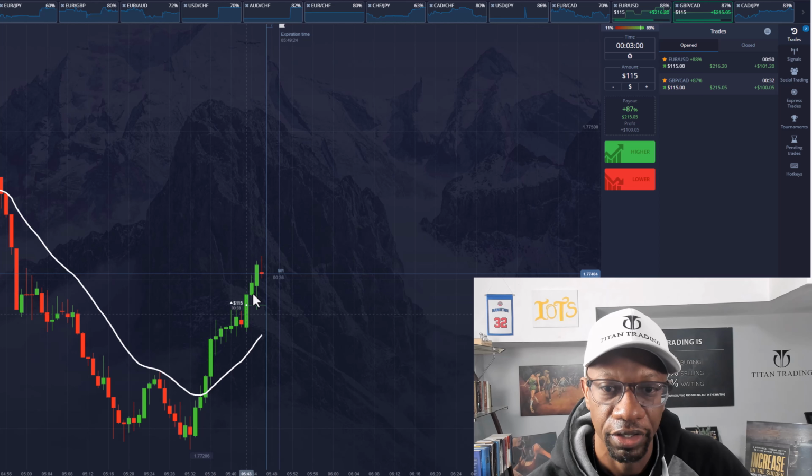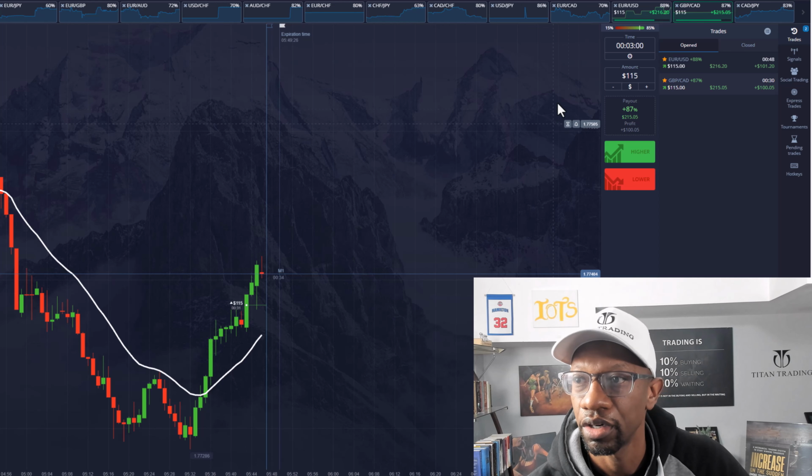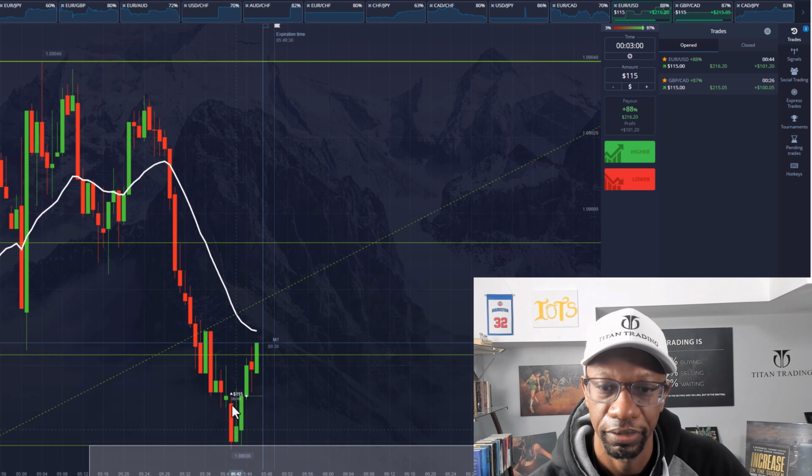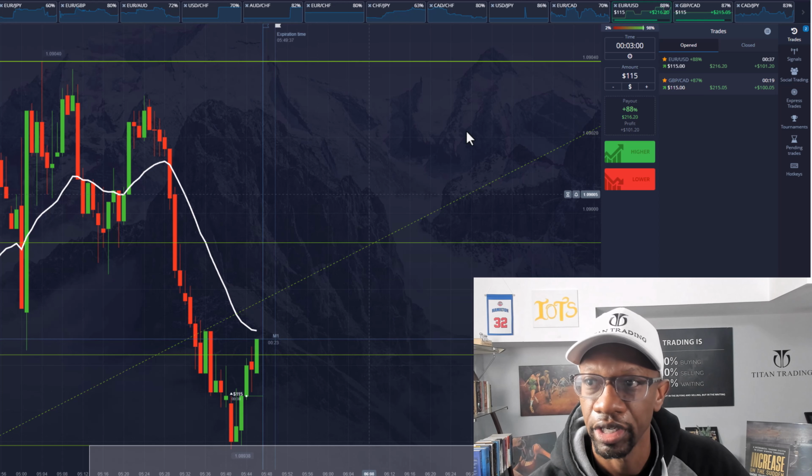Okay, so the rally-based rally looks like it was the right call. 31 seconds there, and Euro USD. EMA is acting as a magnet. That's exactly what we will want coming out of the sweet spot. Both trades are looking good.